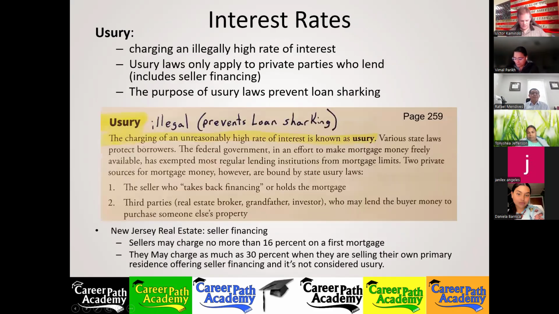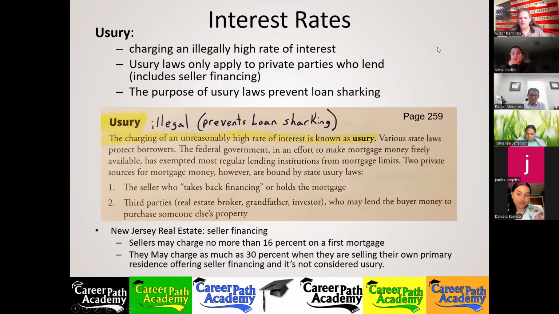Usury is another term we need to know for exams. It's on the bottom of page 259. So let's highlight usury. The charging of an unreasonably high rate of interest is known as usury. And the purpose is to prevent loan sharking.